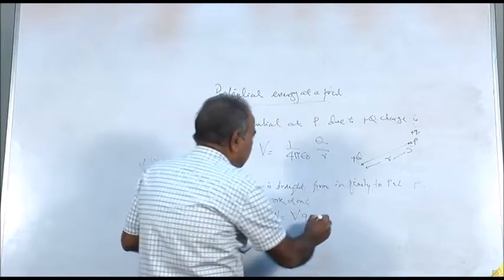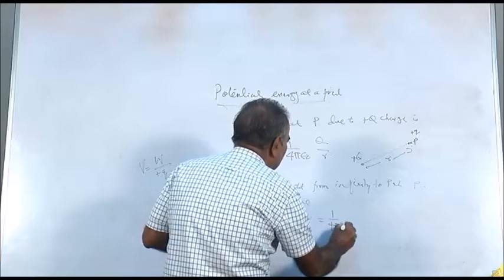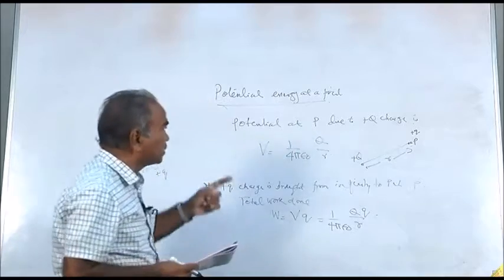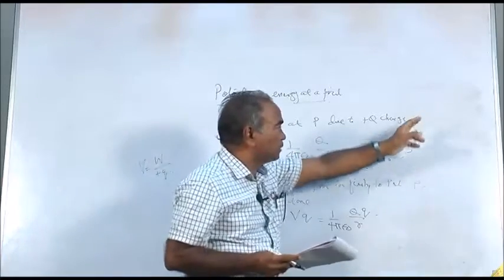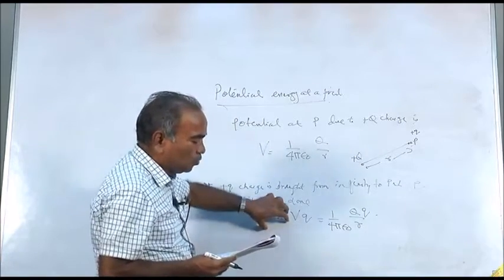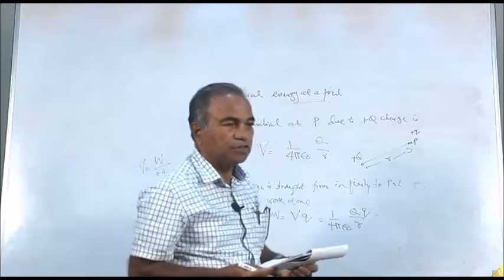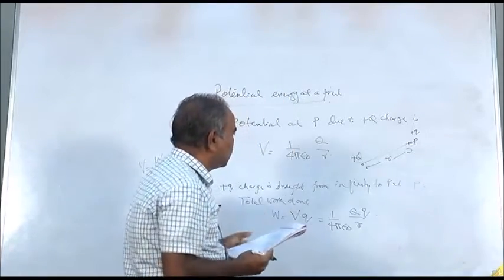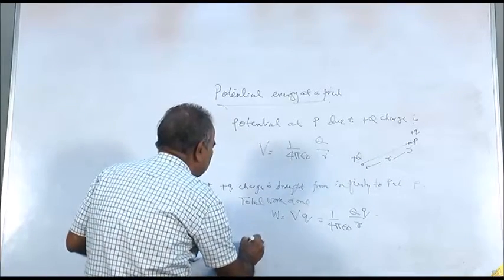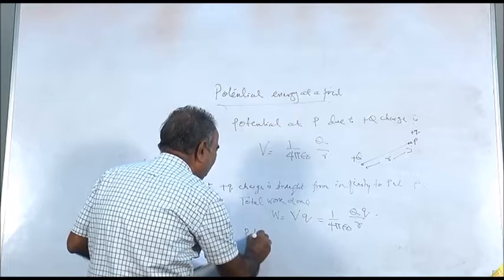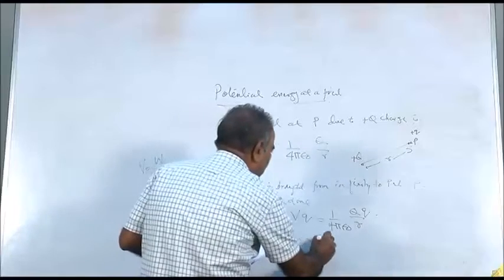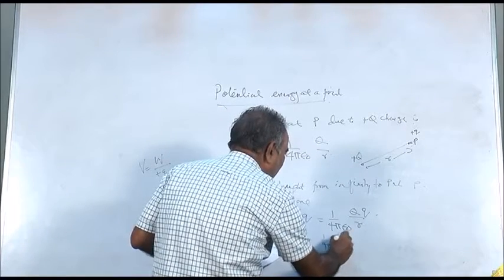V is equal to 1 by 4 pi epsilon 0 capital Q by R, into small q. So when a small plus q charge is brought from infinity to that point, this is the amount of work done, and that work done will be stored in the body in the form of energy. So that is the potential energy of the system. So potential energy is equal to 1 by 4 pi epsilon 0 Q q by R.